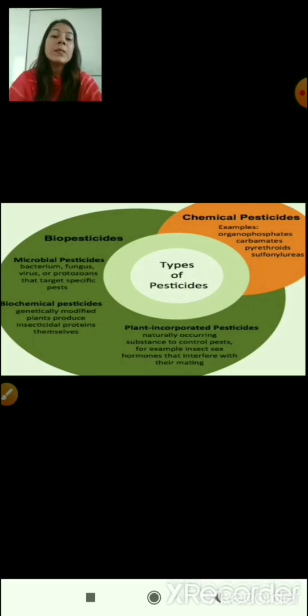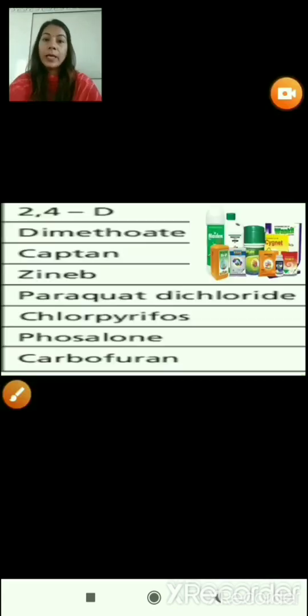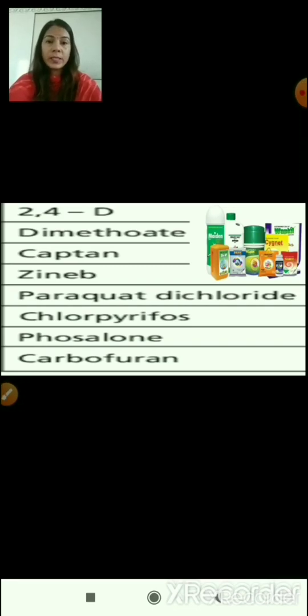Now the third one is plant incorporated pesticides. These are naturally occurring substances which are used to control the pest. For example, insect sex hormones that interfere with their mating process. In this slide you can see some of the common examples of pesticides which are used by farmers. These are 2,4-D, dimethoate, captan, zineb, phosalone and carbofuran, etc.